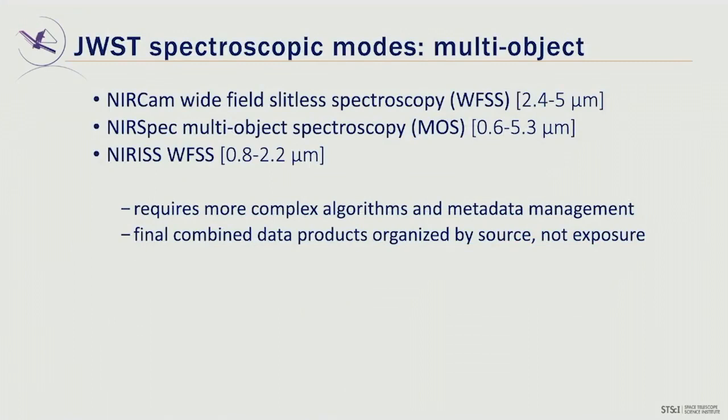Next category is multi-object spectroscopy. There are three main modes for this. NIRCam and NIRISS both offer a wide-field slitless spectroscopic mode using GRISMs, and again, as in the single object case, these are complementary in wavelength coverage. And then NIRSpec has a multi-object spectroscopic mode, or MOS, that's enabled using the microshutter array, which allows configurable slitlets to be opened on multiple sources in the field.